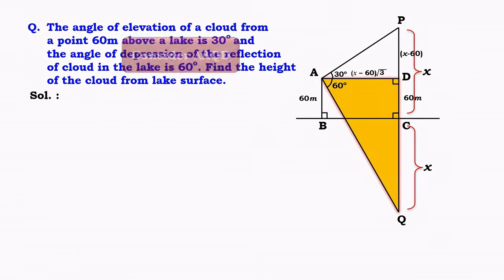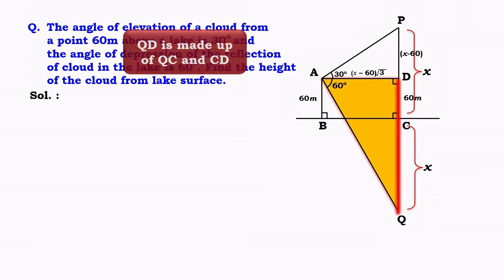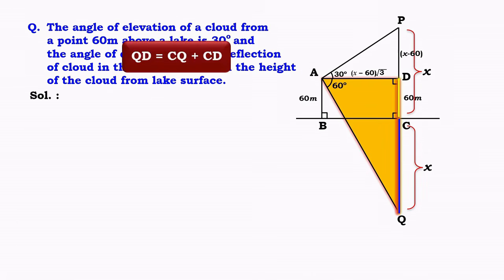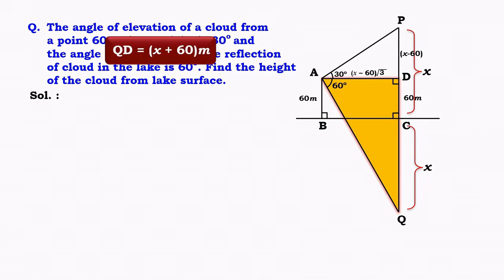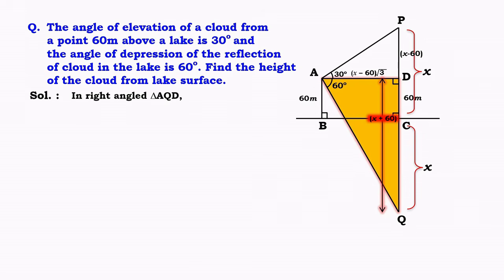Now, let us consider the second triangle. QD is made up of QC and CD. Therefore, QD is equal to QC plus CD. We know that QC is equal to x meters because the reflection is at the same distance below the lake surface as the cloud is above it. Also, CD is equal to 60 meters. Therefore, QD is equal to x plus 60 meters.